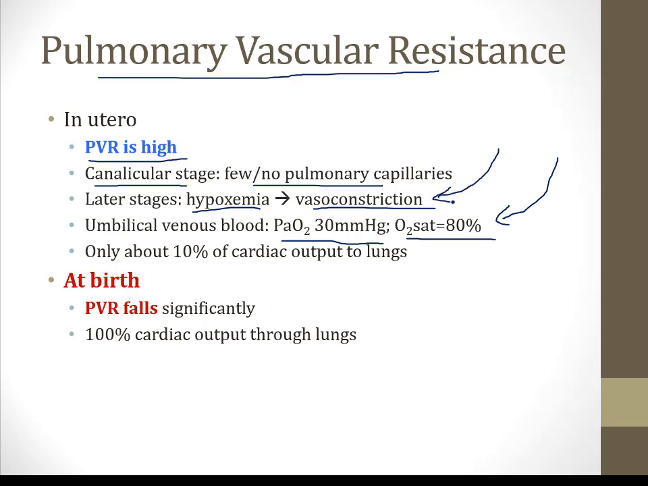And because the pulmonary vascular resistance is so high, only about 10% of the cardiac output goes through the lungs in utero. The rest of it goes through shunts like the foramen ovale and others. After birth, the pulmonary vascular resistance falls significantly and the shunts close, and at this point 100% of the cardiac output will go through the lungs in the baby, just as it does all through life. And I talk about this in much more detail in the cardiology videos on cardiac embryology. And that concludes our video on pulmonary embryology.